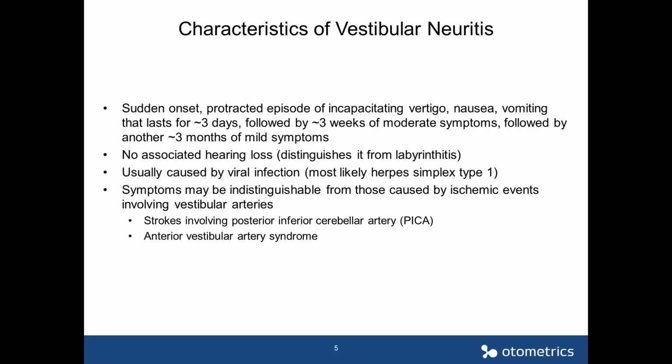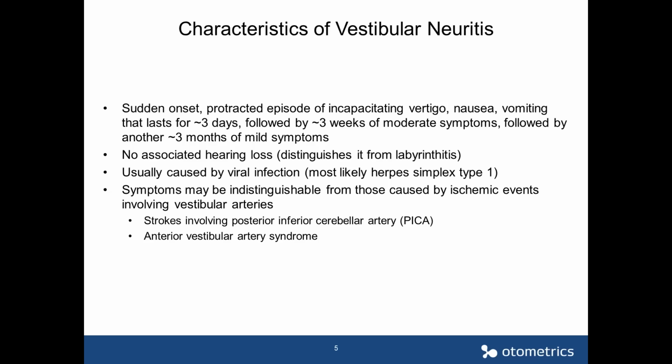Vestibular neuritis follows what's called the rule of 3. You get a sudden onset, protracted episode of vertigo, usually accompanied by nausea and vomiting. For the first 3 days, the patient has very severe symptoms. For the following 3 weeks, the patient has moderate symptoms, and then after that, for 3 months, mild symptoms. Of course, this is different from one person to another, so these are all averages. The main distinguishing factor for vestibular neuritis from labyrinthitis is that vestibular neuritis does not involve hearing loss.